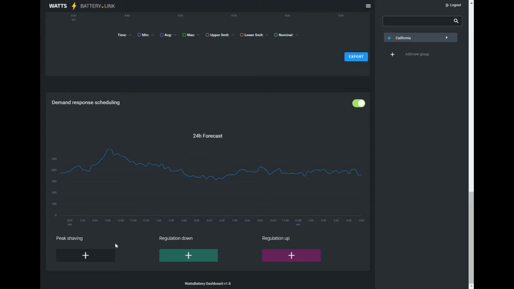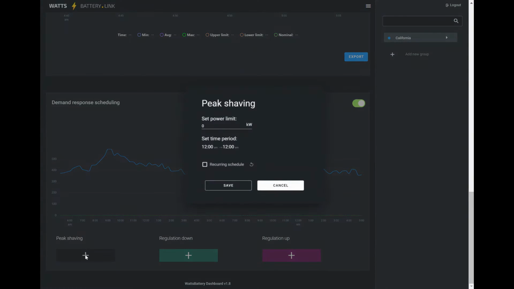In this video, we're going to see how we can schedule a demand response or an energy service in this platform. Let's start with PeakShaving. For PeakShaving, you click on the plus button and you'll be immediately prompted with a form to input the information you need to set up this service.